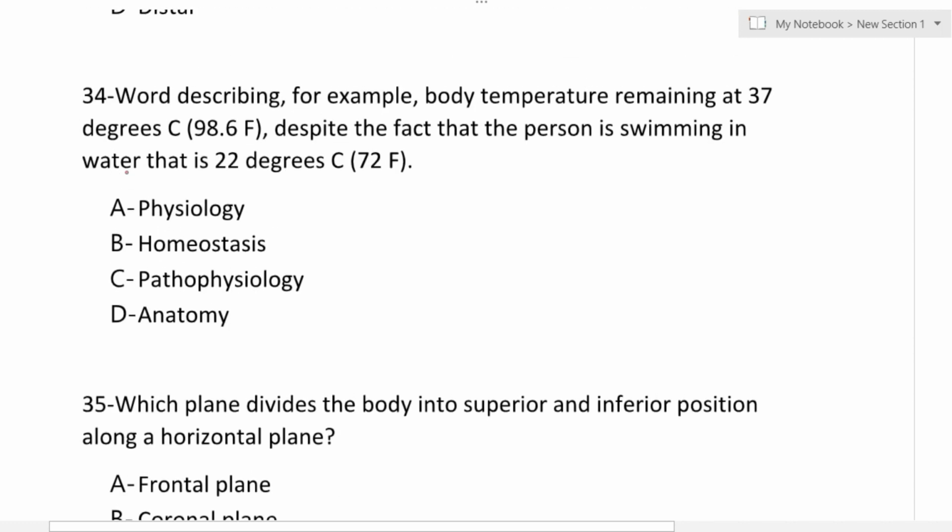Next one is question number 34. Word describing, for example, body temperature remaining at 37 degrees Celsius despite the fact that the person is swimming in water that is 22 degrees Celsius. What is that term called? Option A, physiology; option B, homeostasis; option C, pathophysiology; option D, anatomy. The correct answer is option B, homeostasis.